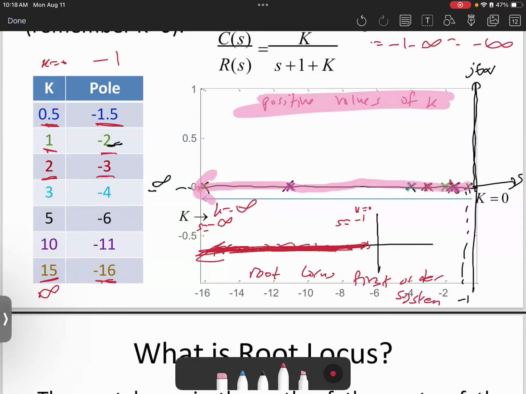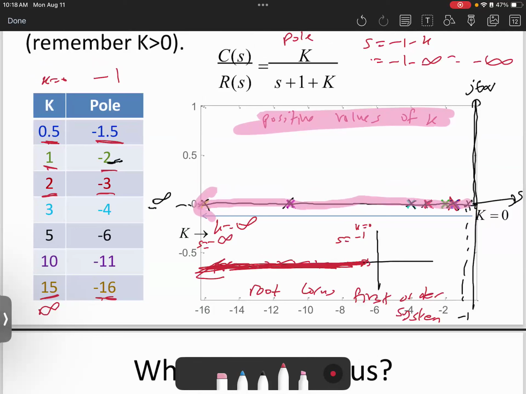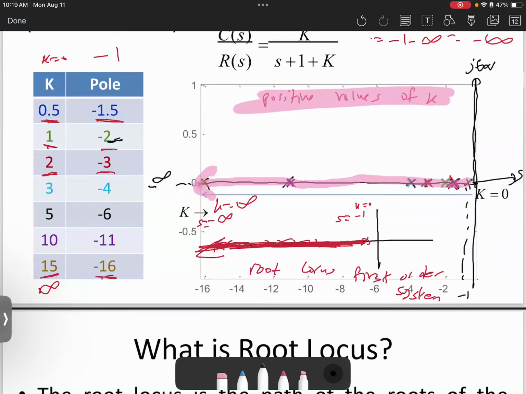Okay, so in this type of system, again, we start from the open loop pole itself, then it goes toward negative infinity. That's the nature of this example. So again, the root locus is this plot. It's actually just to see how the system changes by changing the values of k.